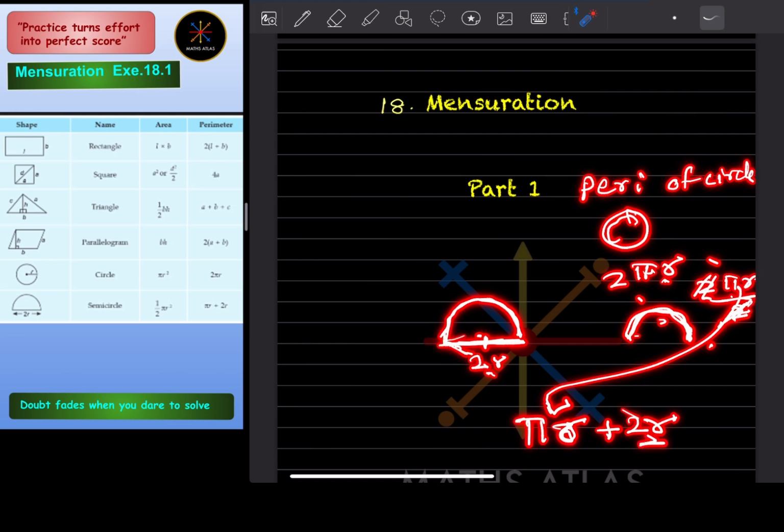Here again, there is a confusion for many of them. They don't include this 2r, just write pi r, but that is wrong. So this 2r, you have to consider as well. For the circle, we just consider this part. We don't take the middle here, because perimeter means we take the whole boundary. But here, this is incomplete. So here, this will be 2r. Hope this is clear.